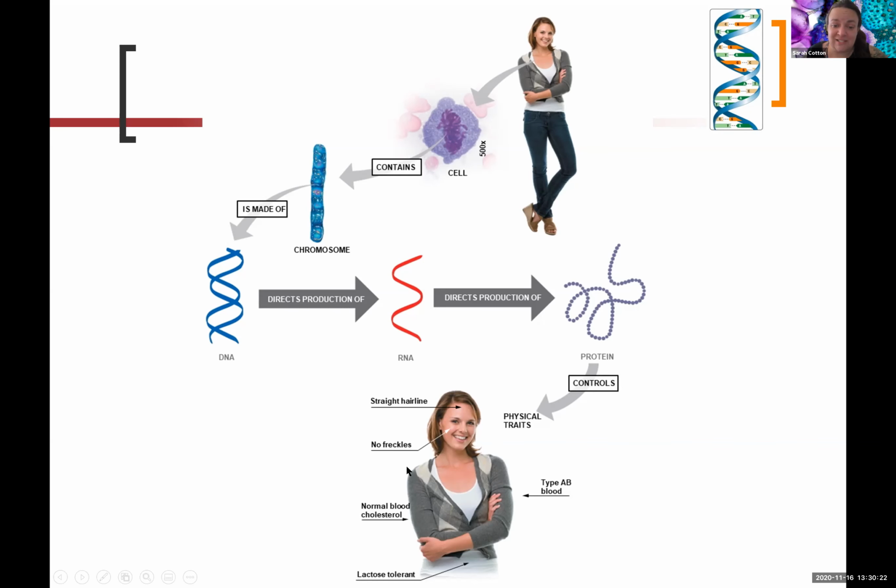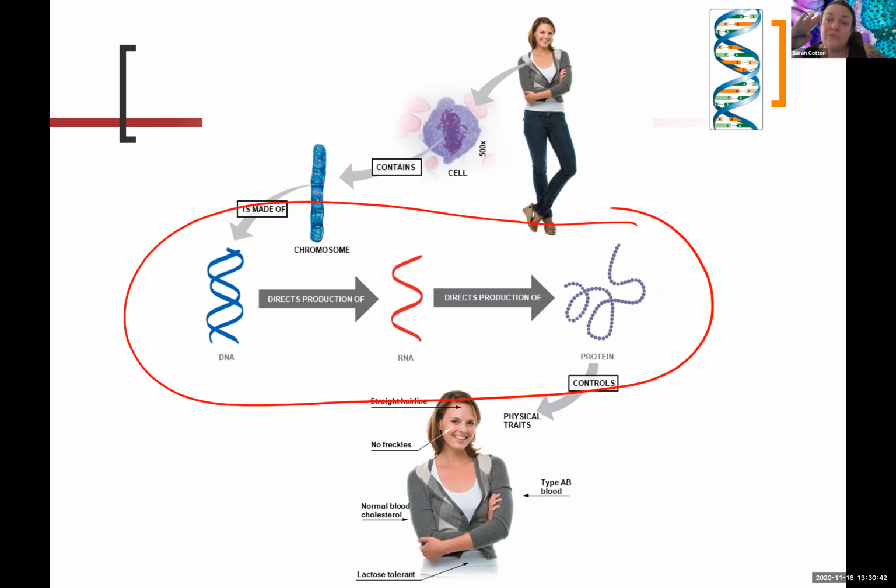This lists some of the ones that we talked about in the genetics chapter. So whether or not you have a widow's peak, whether or not you have freckles, what kind of blood type you have. This is what we're going to talk about next. And we're going to break it up into 2 videos because I want it to be very clear what the separation is between those 2 activities.